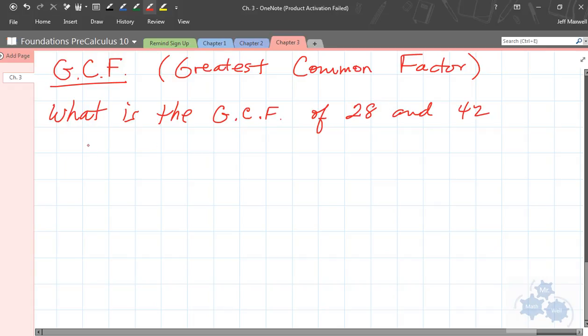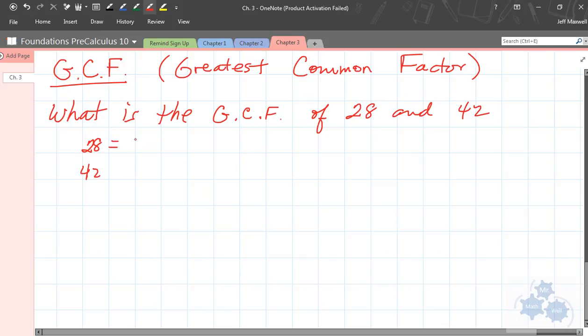So what factors do they have in common? Well, you might be able to tell right away with these numbers, but what you can do is you can prime factor each of these, or you can write a list of factors like we did first. So let me do it both ways. First of all, let's do 28 and 42. Let's list the factors of 28.